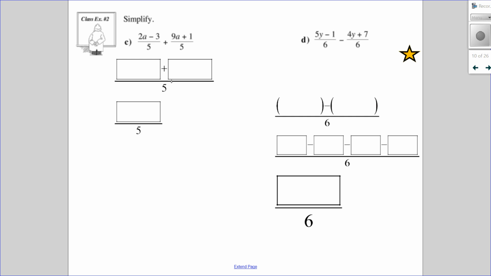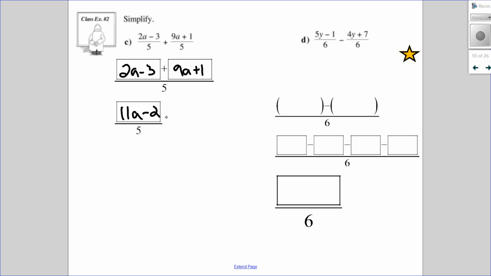Okay, and this one here, the denominator is 5, so it stays the same. And I just combine it into one fraction by adding my numerators. So I have 2a's plus 9a's are 11. Negative 3 plus 1, negative 2.